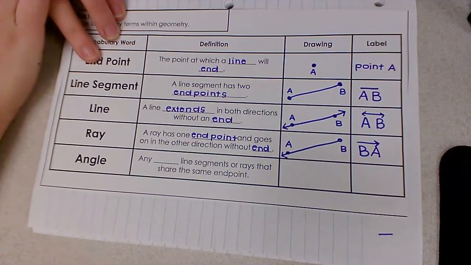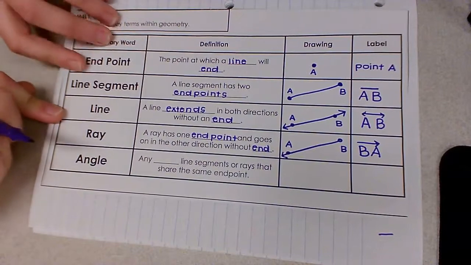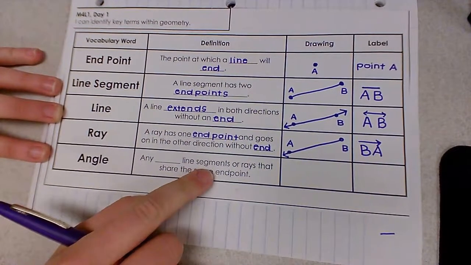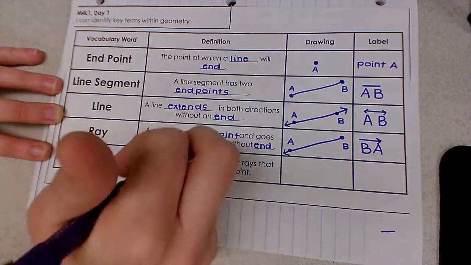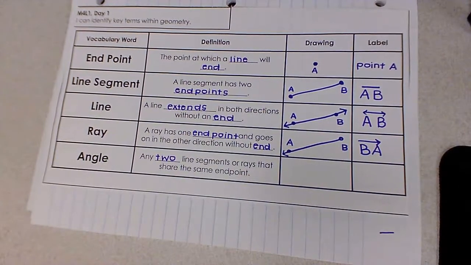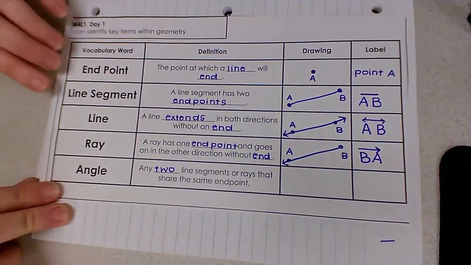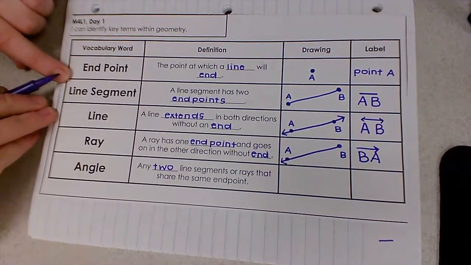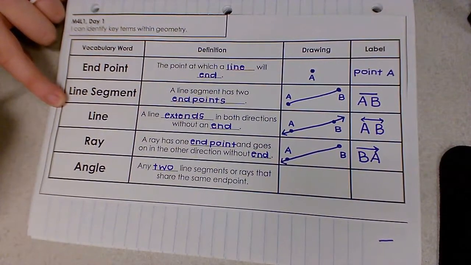Now that we've talked about endpoints that build lines, that can create line segments, and rays, let's talk about an angle. Any two line segments or rays that share the same endpoint. I'm also going to add something else to this definition as well. Any two line segments, rays, or even lines that extend on together can create an angle.